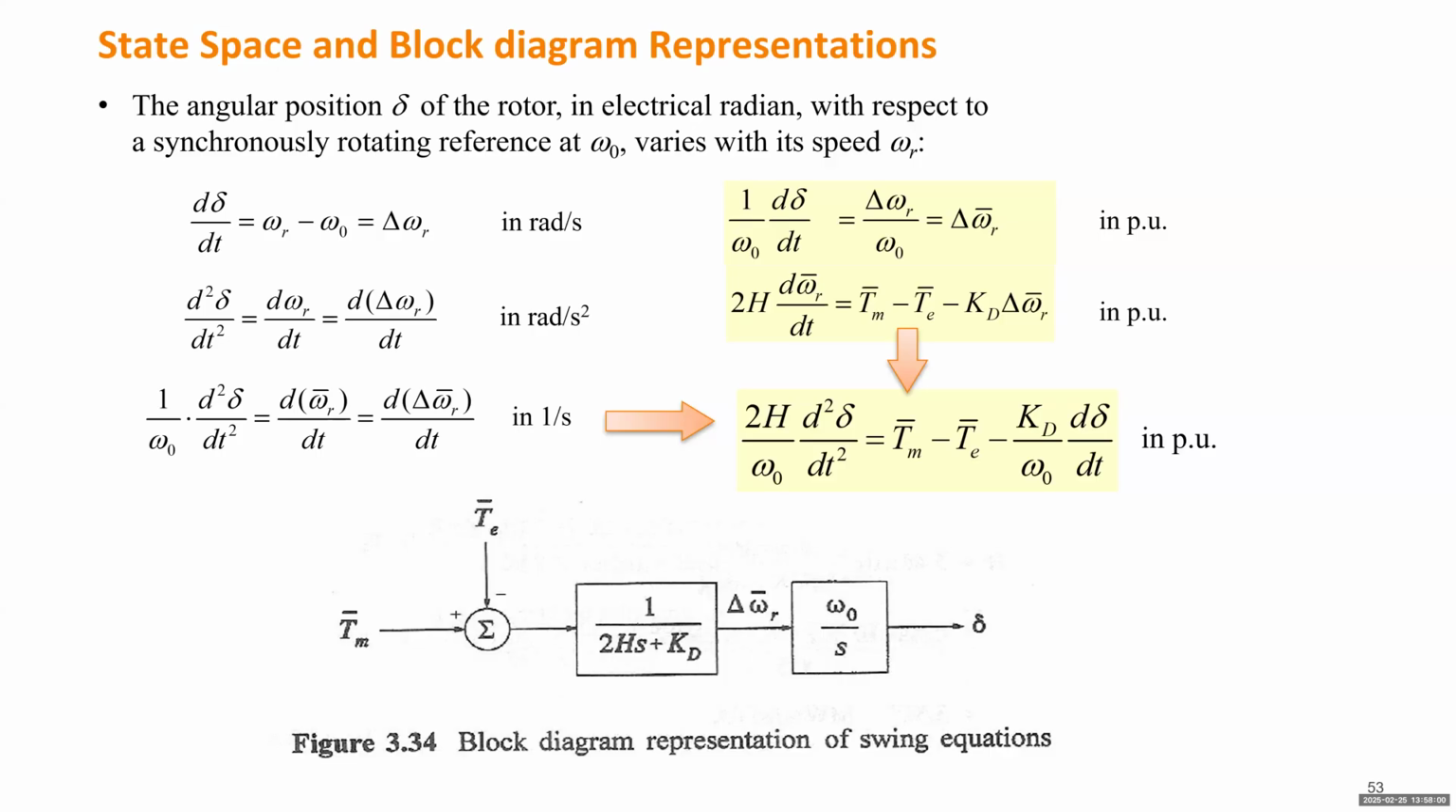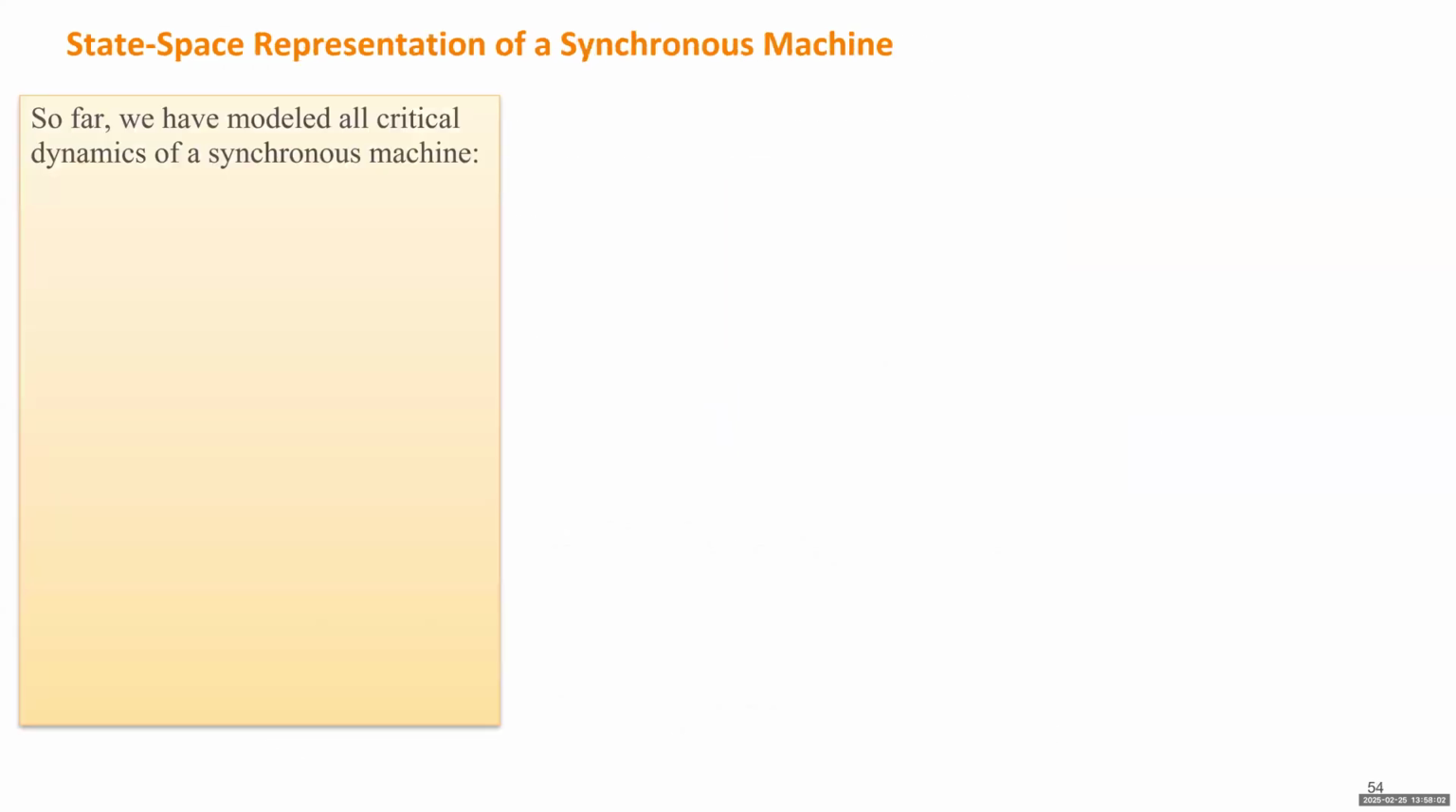Any questions? All right, let's move on. So the next step is very critical. We're going to connect the swing equations with the earlier differential equations from our model about flux linkage, current, or voltage. So far we have modeled all critical dynamics of a synchronous generator or synchronous machine. We have a swing equation, we have flux linkage equations.